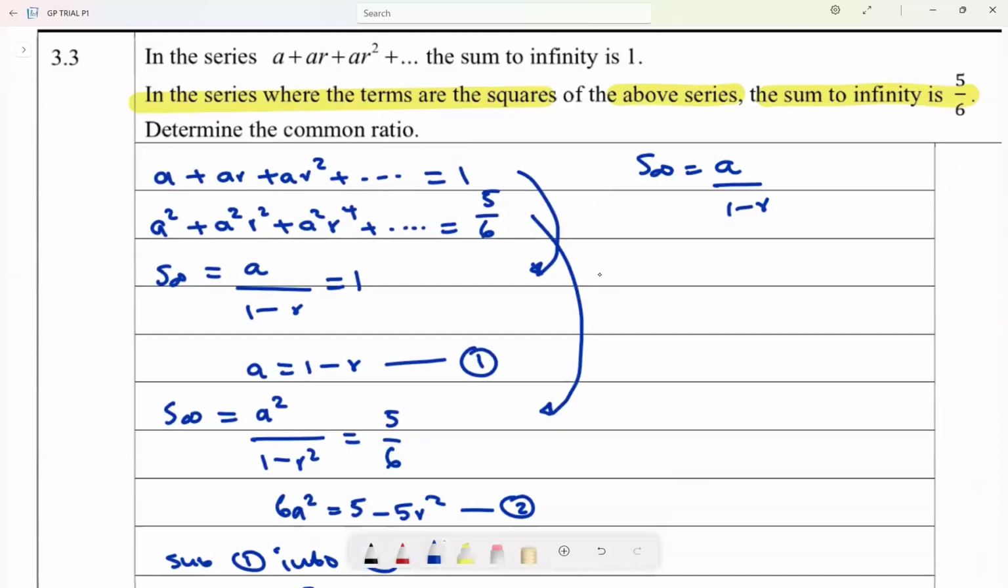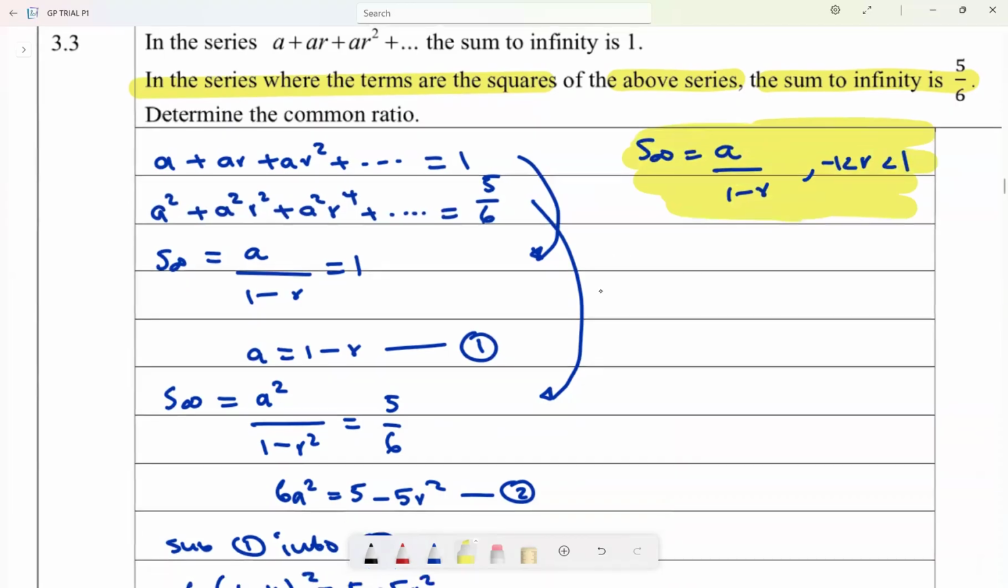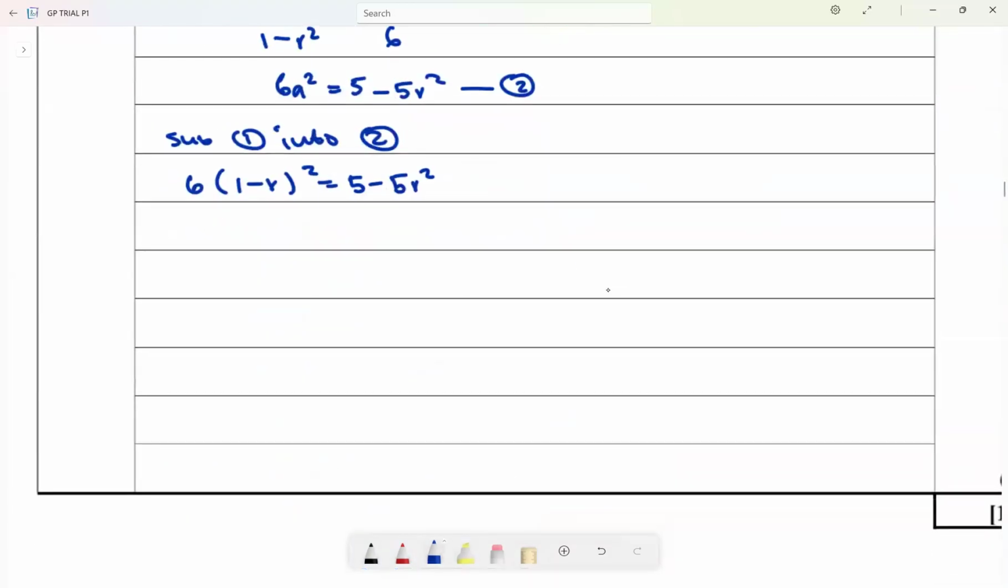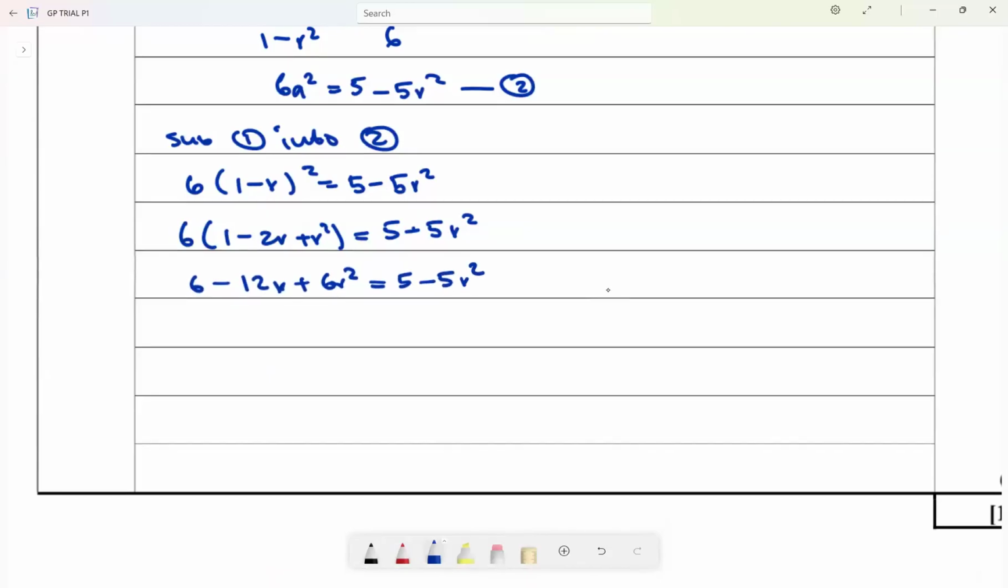And remember, for sum to infinity, your series should converge. So this is very important. For sum to infinity, your series should converge. Okay, so let's try to become mathematicians. 1 minus 2r plus r squared is equal to 5 minus 5r squared. Then I'm going to have 6 minus 12r plus 6r squared is equal to 5 minus 5r squared. Let's apply the zero factor.